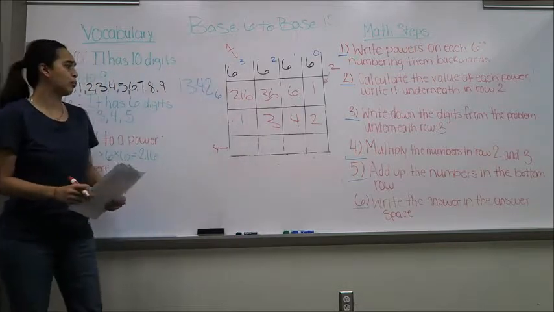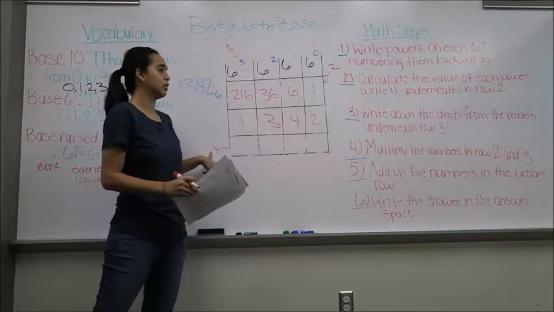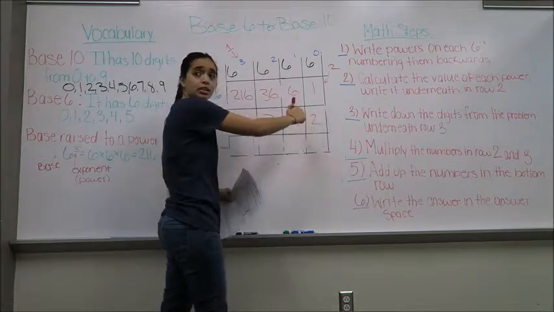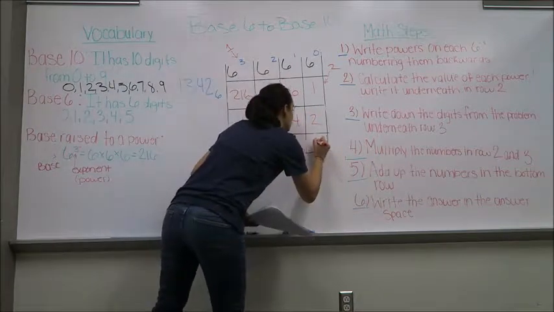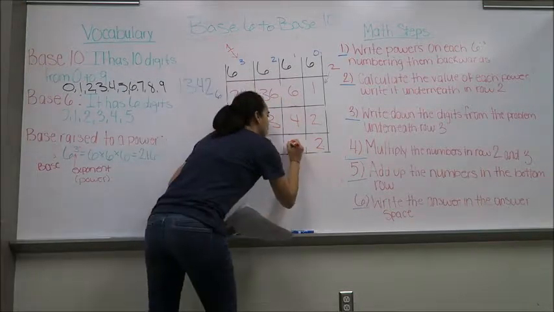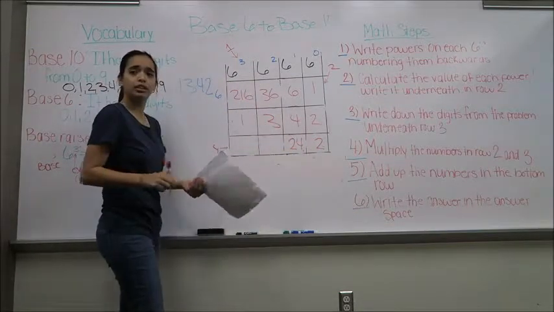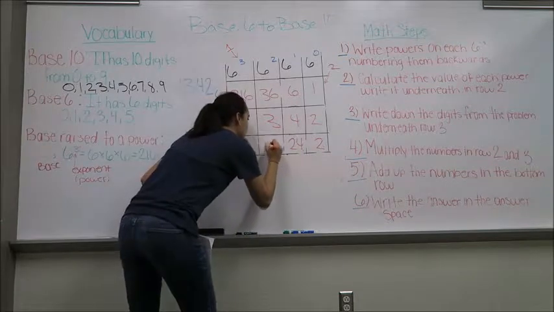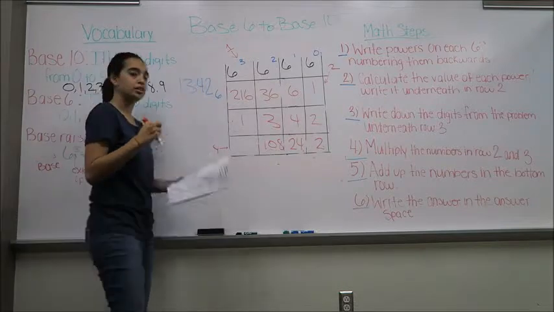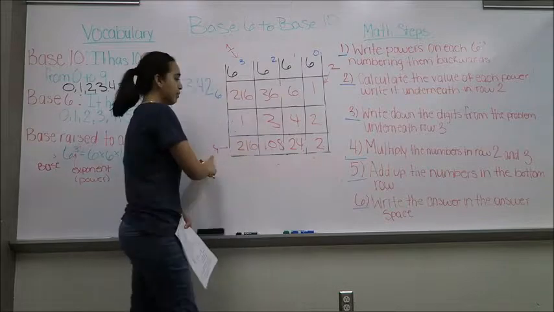Does anybody remember what our next step is? Multiply numbers in row 2 and 3. Yeah, that is correct. Does anybody know what 1 times 2 is? 2. 6 times 4? 24. 36 times 3, 108. 216 times 1? 216. Yes, 216. Step 4.